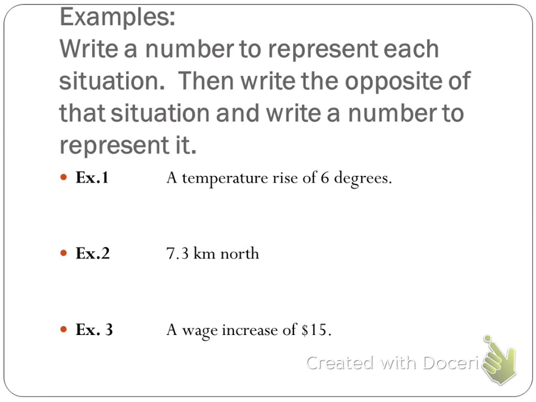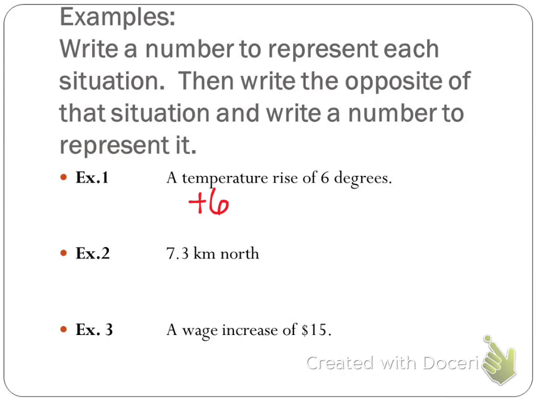We are asked to write a number to represent each situation. Then write the opposite of that situation and a number to represent it. So we got a lot going on here. You will have some like this on your homework, so I would make sure you pay attention. A temperature rise of 6 degrees. What kind of integer do we think would represent that? Keon. Positive. A positive. What number? 6. Good. A positive 6 would represent that situation.